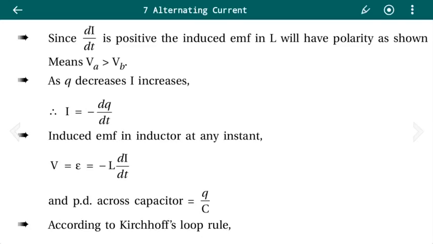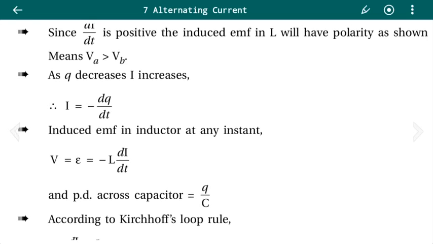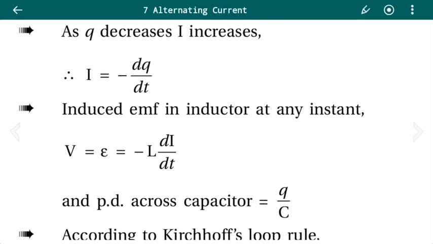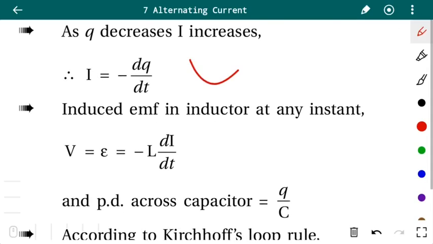So we can write I equals minus dq by dt, because in this situation the fully charged capacitor starts discharging. That means the charge on the capacitor keeps reducing and there is a flow of charges. The flow of charges becomes more, giving an increase in the current. So Q decreases and simultaneously I increases. So we can write the equation as I equals minus dq by dt.